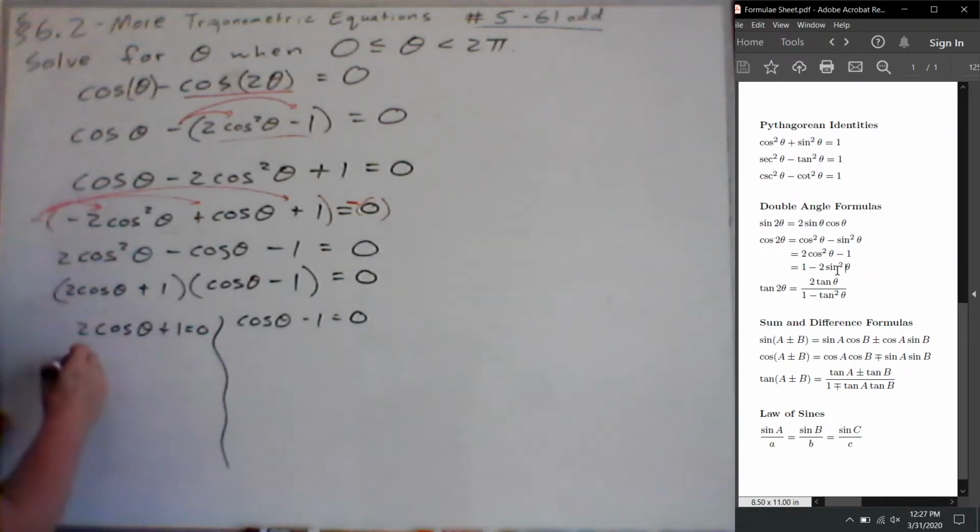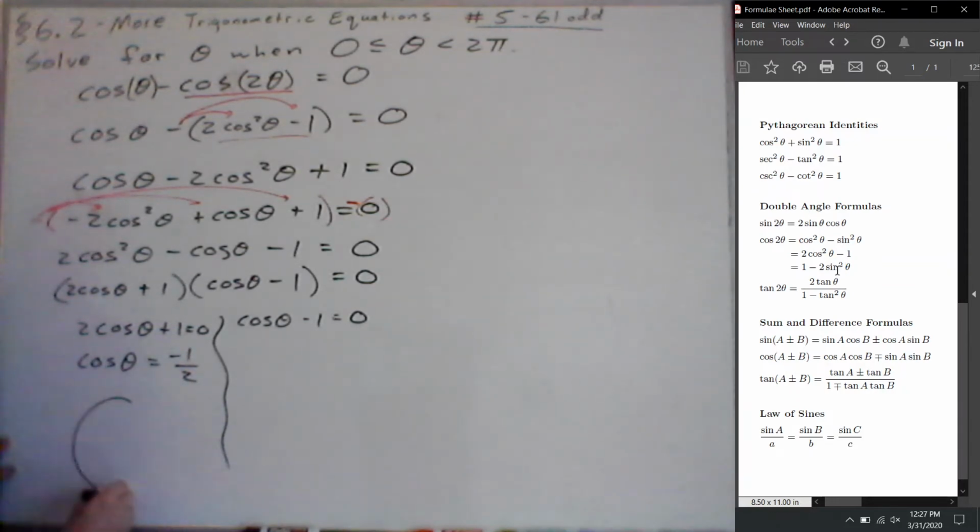Subtract 1, divide by 2. Where is cosine of theta equal to negative 1/2? We jump towards our unit circle. Cosine needs to be negative, so I need to be in quadrant 2 and in quadrant 3. And I want it to be negative 1/2. So I'm up here at 90 plus 30, which is 120 degrees. And then I'm down here at 180 plus 60 degrees, which will give me 240 degrees.